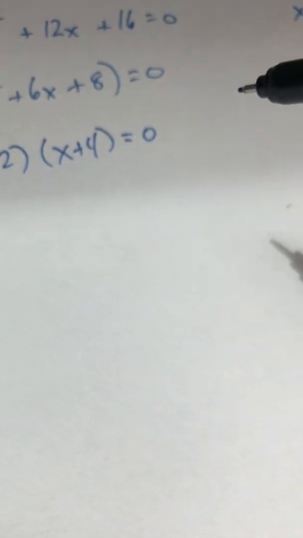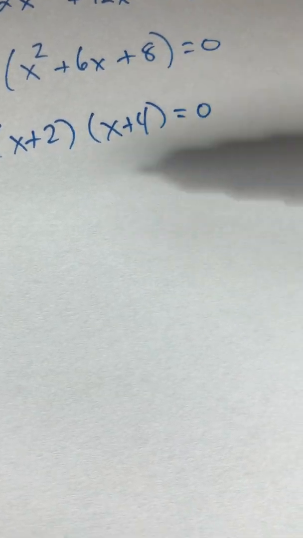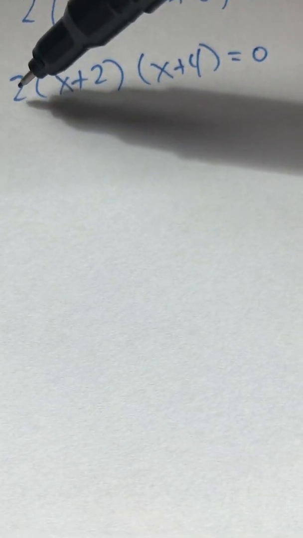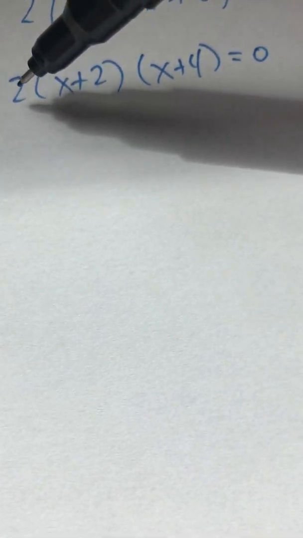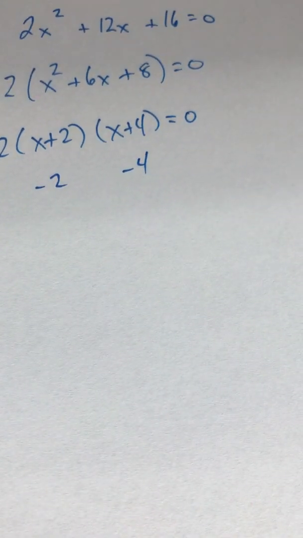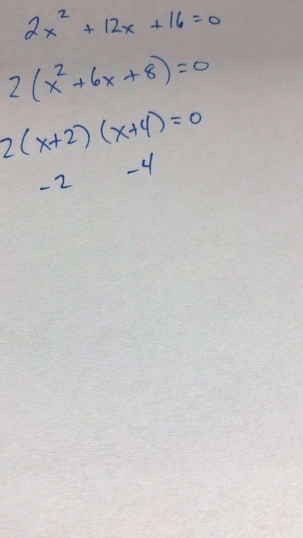So same thing. What factors of 8 add up to be 6 is going to be a 2 and a 4. And again, if these three things multiplied together equal 0, that means one of them has to be 0. Now this 2 has no variable attached to it, so it's impossible to equal 0. It's always going to equal 2. So the answers come from these two factors that have the variables attached to them. So -2 and -4 are our solutions.